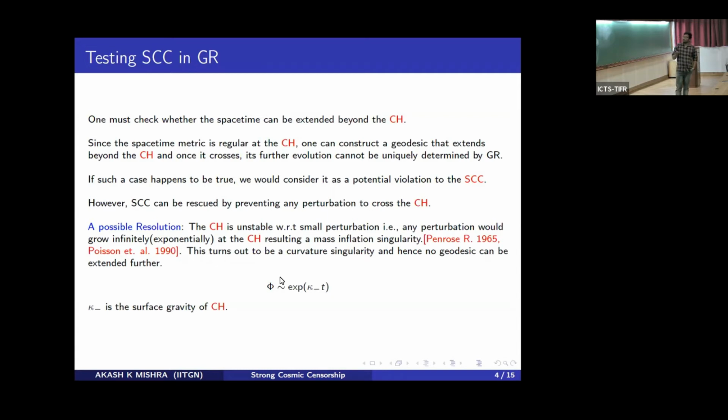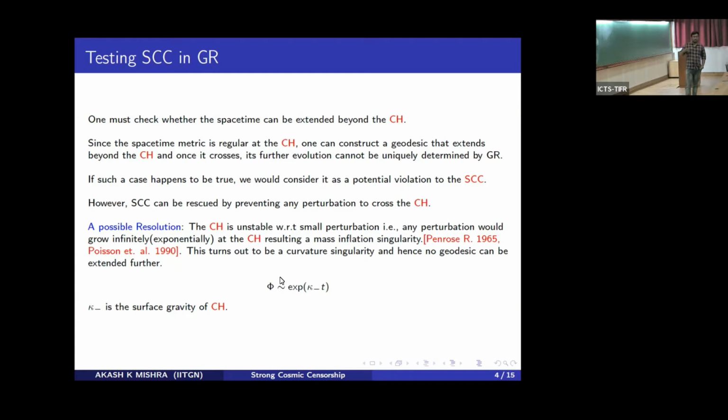So one must check whether the spacetime can be extended beyond the Cauchy horizon, or for that matter, any kind of perturbation, not just metric perturbation. Since the spacetime metric is regular at the Cauchy horizon, we know that horizon singularities are just coordinate singularities. You should be able to construct a geodesic which extends beyond the Cauchy horizon, and if you can do that, such a case would be considered as a violation of strong cosmic censorship.